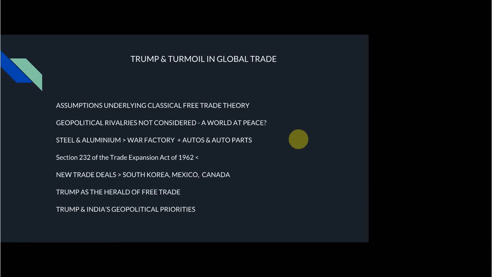So this is a very interesting twist that he has delivered to international trade theory: you have to factor in aspects of national security, because you are never going to have a world which is completely at peace. There are always going to be geopolitical rivalries, and your defense sector has to be very strong. The only way you can have peace is that your military is so powerful that no one dares to attack you. That's the only way you can ensure peace, and that will never change.